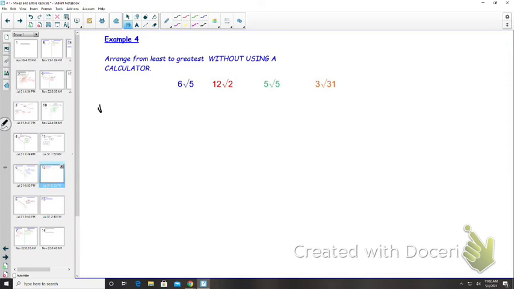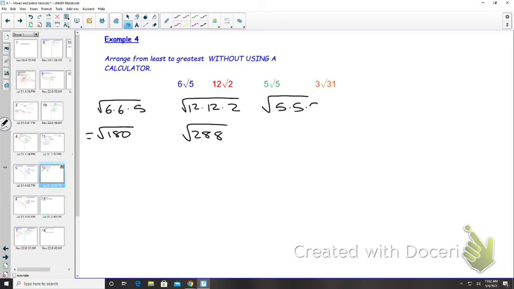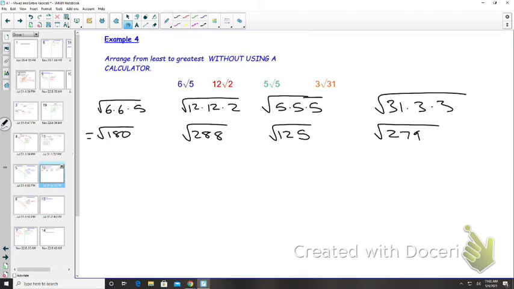So 6 root 5 goes to 6 times 6 times 5, which is root 180. 12 root 2 goes to 12 times 12 times 2, so 144 times 2 is root 288. 5 root 5 becomes 5 times 5 times 5, which is root 125. And then lastly, 3 root 31 becomes 31 times 3 times 3, which gives us root 279.